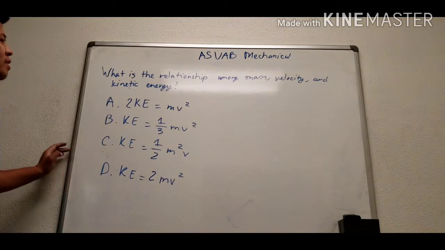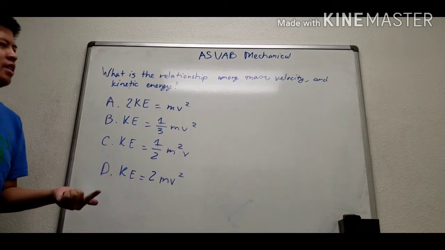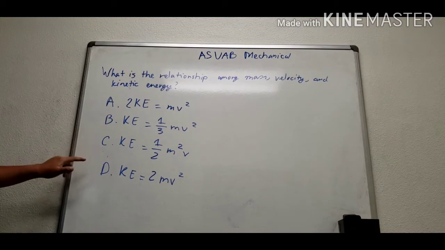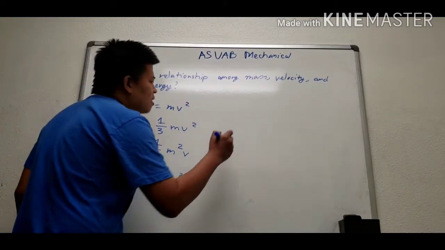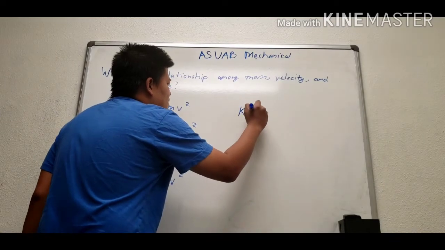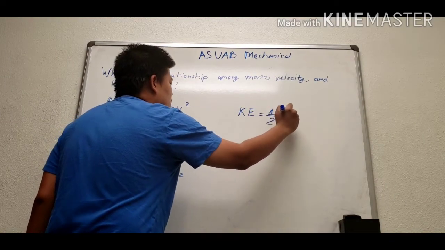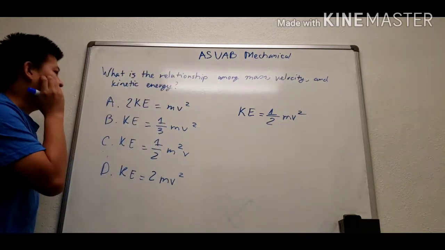We have the next question on the real ASVAB. What is the relationship among mass, velocity, and the kinetic energy? We have A, B, C, D. In here, we need to know that kinetic energy is about 1/2 multiplied with m and a square 2 with the velocity.